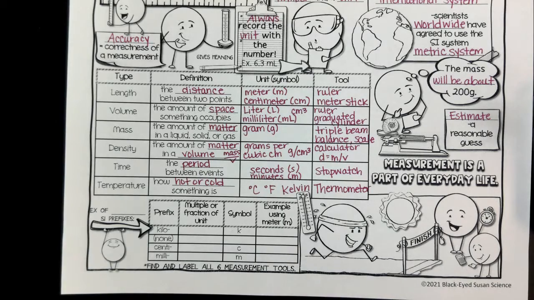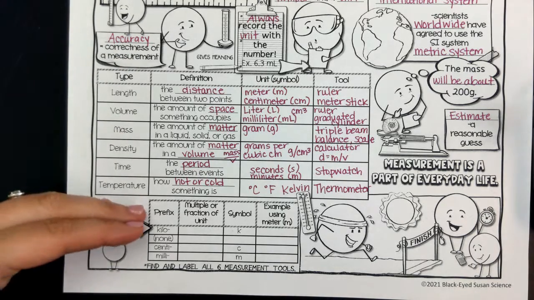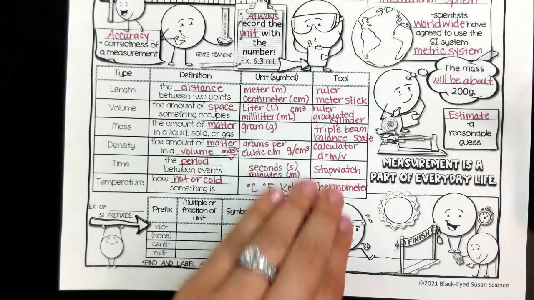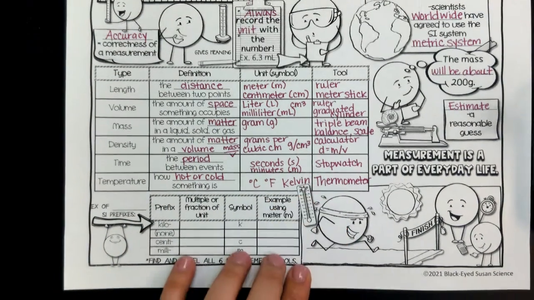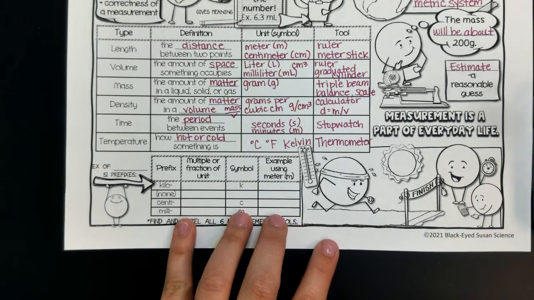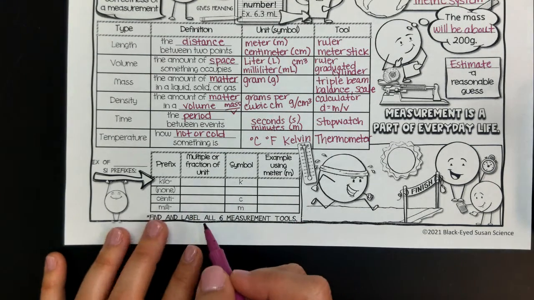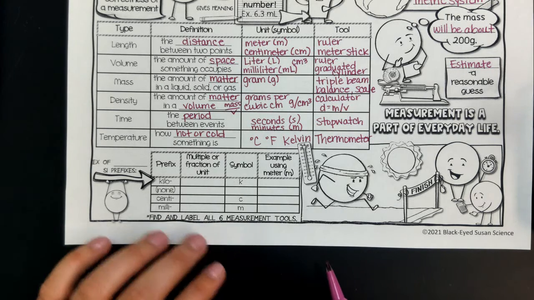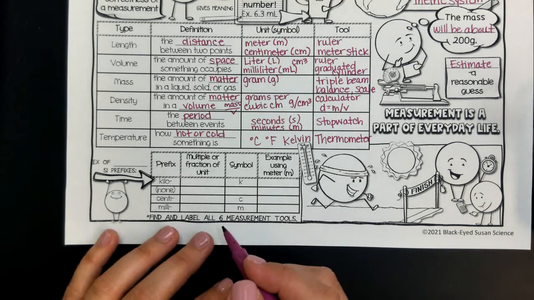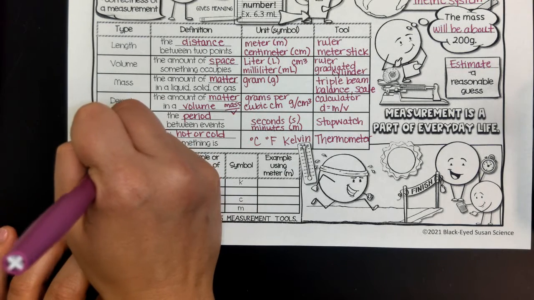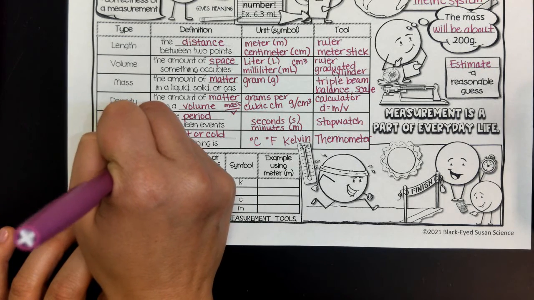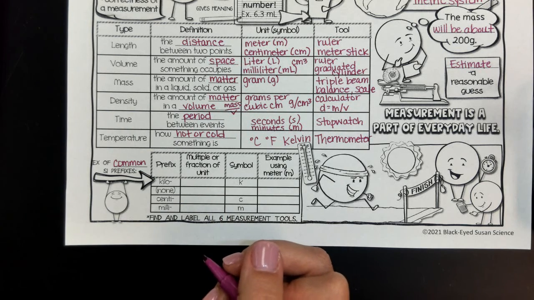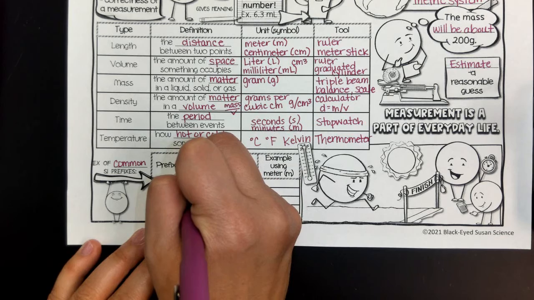So now when we're thinking about measurement, we have the different types of measurement, what that actually means, the unit you would use, and the tool you would use. Okay? So if we look down at the bottom, when we talked about units, sometimes you'll have to convert units. So we're just going to fill in this little chart. These are just common prefixes, so like milli, centi, things like that.